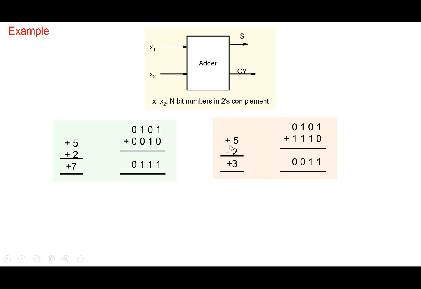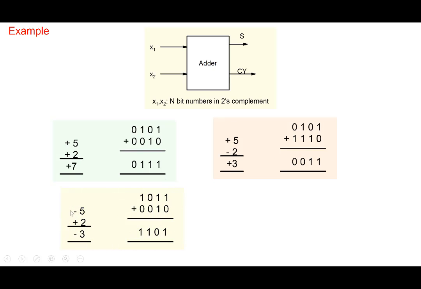Suppose you want to do 5 minus 2. So plus 5 you represent as 0, 1, 0, 1, and minus 2 you represent as 2's complement of this one here, 2's complement here, right? So when you take a 2's complement of plus 2 here, 0 and 1 stays as it is, and then 1, 1. And then you add up. And when you add up, you get 0, 0, 1, 1 here. So that's the right number here, 3. So 5 minus 2 is 3 here.